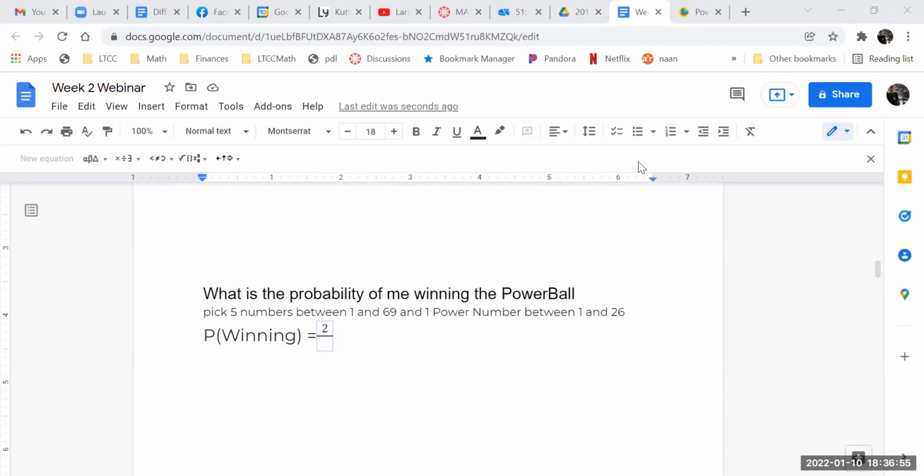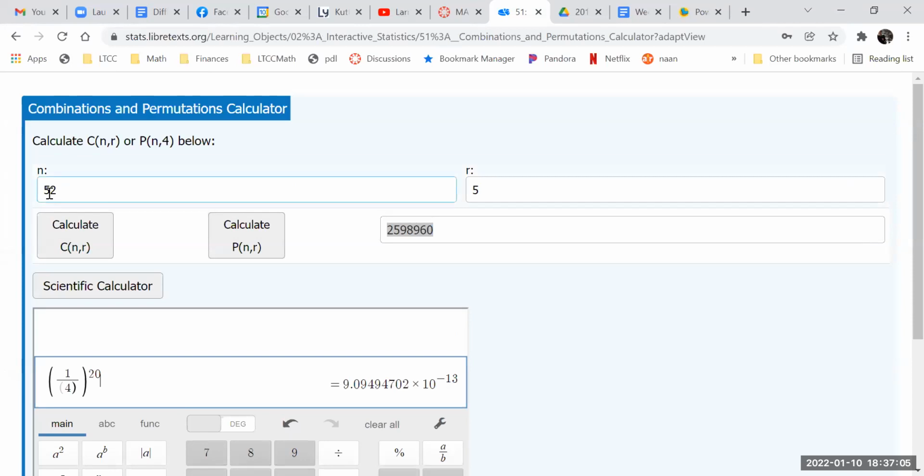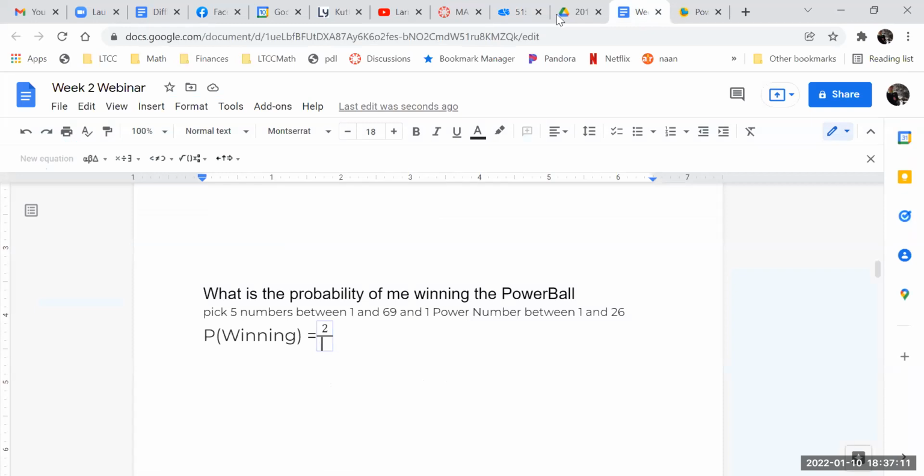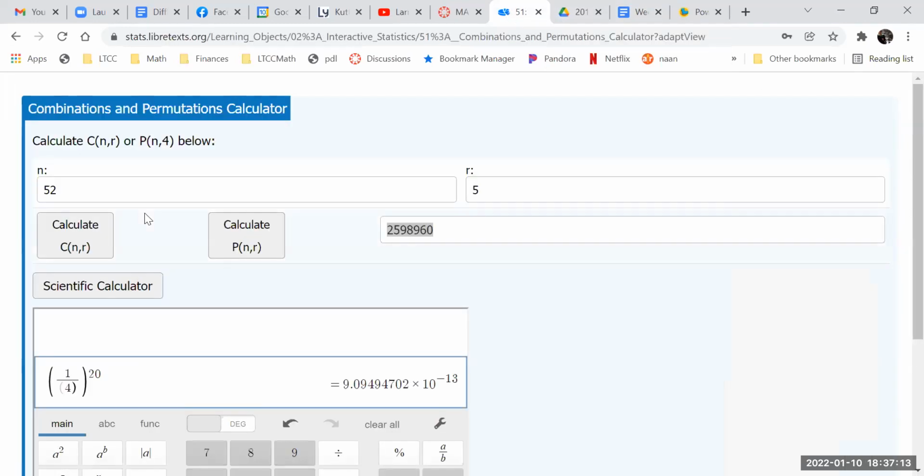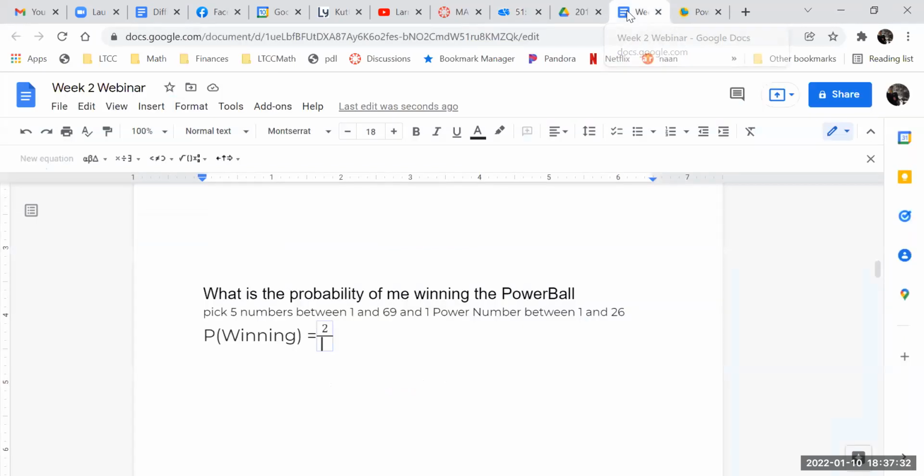The hint is you can't just do it in your head or on paper. You need to actually do something else. Yeah, that's the calculator. So now I'm going to go back to the calculator. Now we're picking again between 1 and 69, and we're picking 5 numbers. So I'm going to go N is 69, R is 5. And then I hit calculate. And there we go. So I can copy and paste.